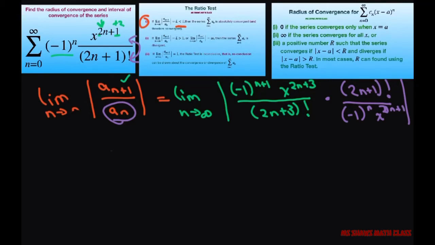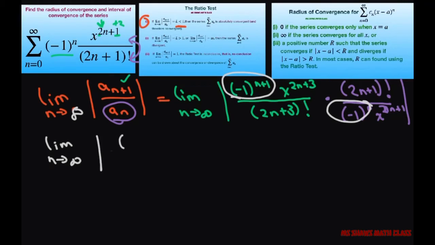So for this part here, this is going to give me the limit as n approaches infinity, and then we're going to have absolute value of -1. This piece here is x to the power of 2n plus 3 minus 2n plus 1. The 2 n's cancel, and 3 minus 1 is 2. That gives you x squared.